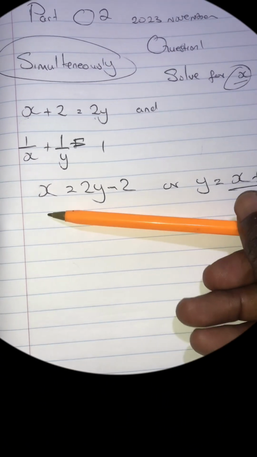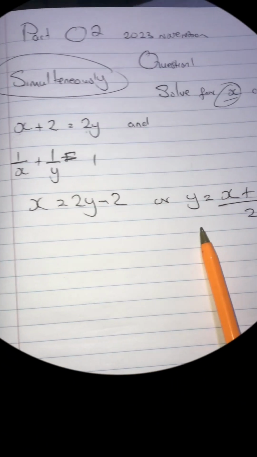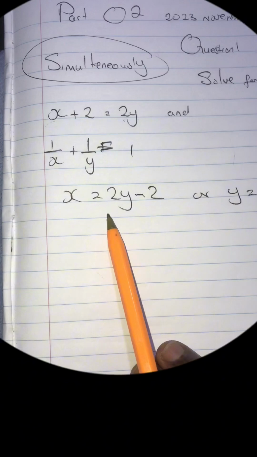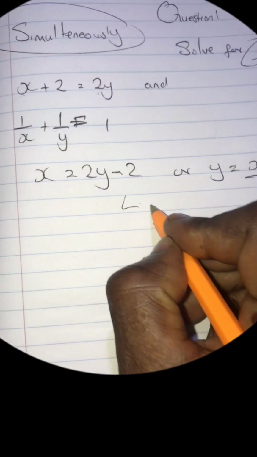Looking at it, when you make X the subject of the formula, you have only whole numbers. When you make Y the subject, you have a fraction. I'm not that clever, so I can't work well with fractions. So let's work with the one that has whole numbers. We use it as our equation number 3, meaning this is the third equation that we have created.